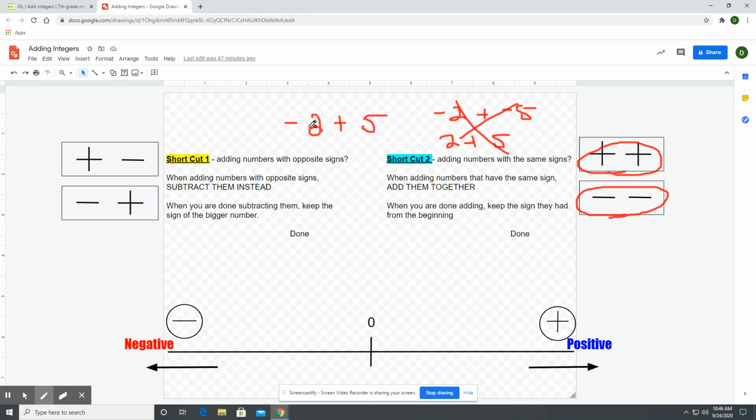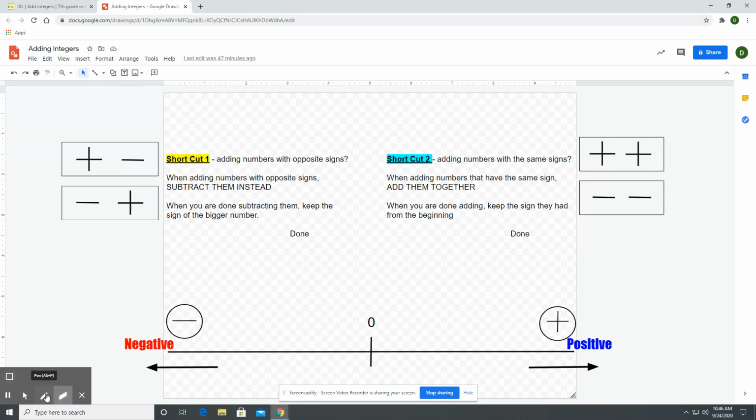When adding numbers with opposite signs, which is the case here, it says subtract them instead. So even though it says add in the middle, this shortcut's telling us because they're different signs, we're actually going to subtract instead of add. So let's subtract 5 minus 2. We get an answer of 3. Now at the end it says, when you're done subtracting them, keep the sign of the bigger number. Well, the bigger number was 5, and it was positive, so the answer at the end is going to be positive. And that's how you do shortcut number 1.